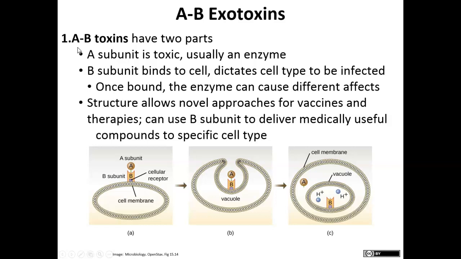So there are different types of exotoxins. The first one is called an AB exotoxin. These have two parts, which is where they get the A and B. The A is the toxic portion. It is an enzyme, and the B is the binding portion. So you have to bind to a cell, and that B portion is going to determine which type of cells can be infected. But once bound, the enzyme can move into the cell and cause structural damage.